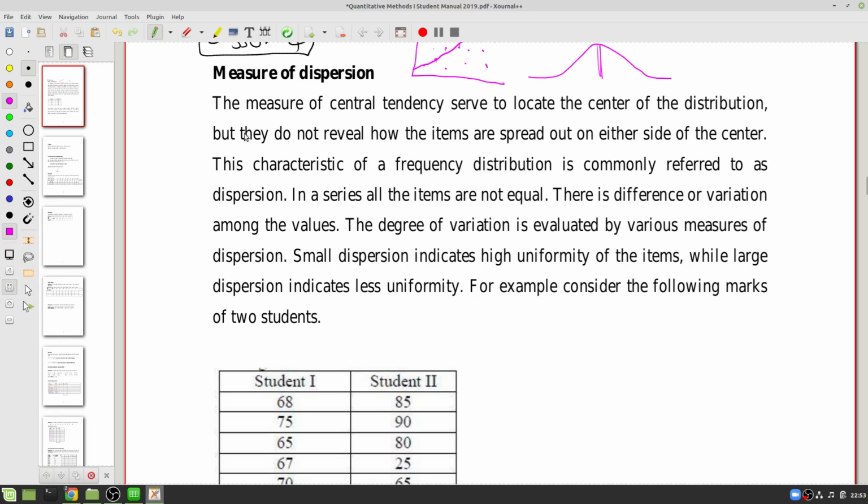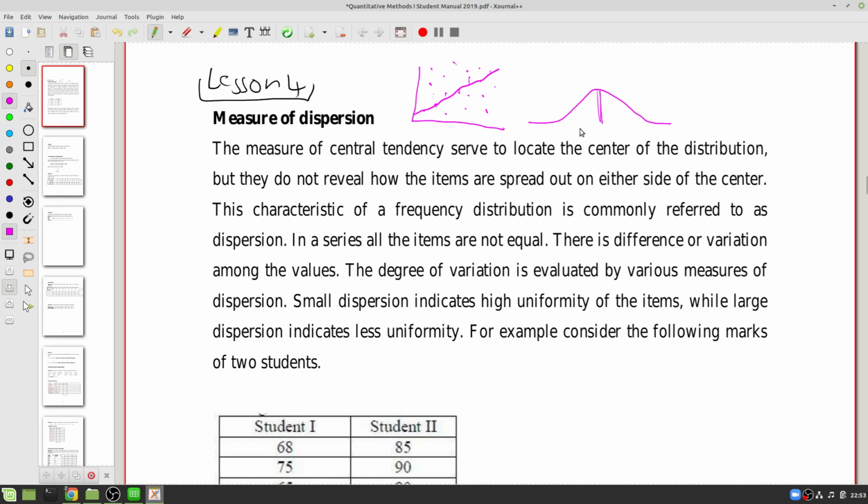Now, let's see, what do they say in the book? The measures of central tendency serve to locate the center of the distribution, like we saw over here, but they do not reveal how items are spread out on either side of the center. So is it like this, a small spread? There's the center and everything else falls in here and it's pretty even. We could also have something like that, where there's your center, but it's spread out pretty wide from the center. Or we could have something like this, where central tendency is right about there, but there are a lot more values on that side than on this side, that type of thing.